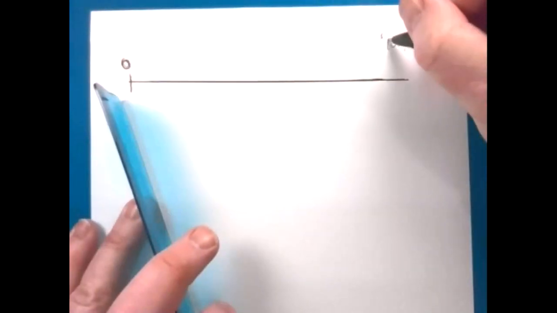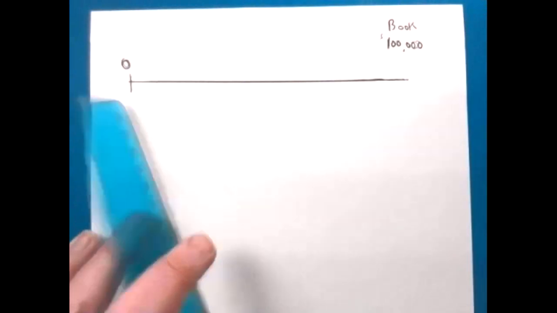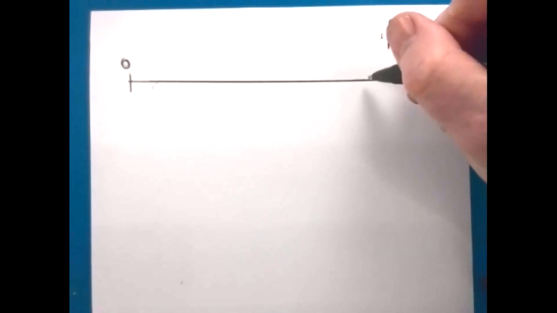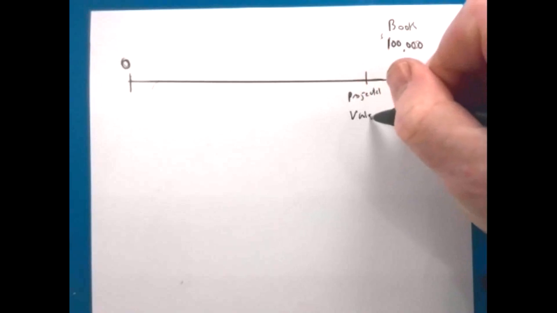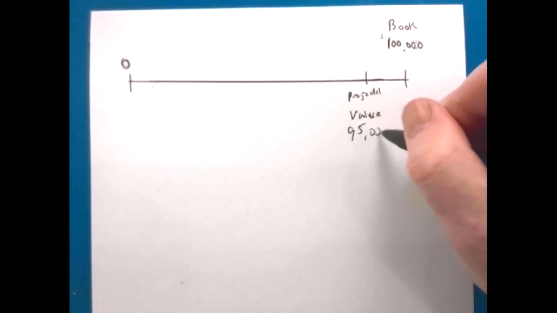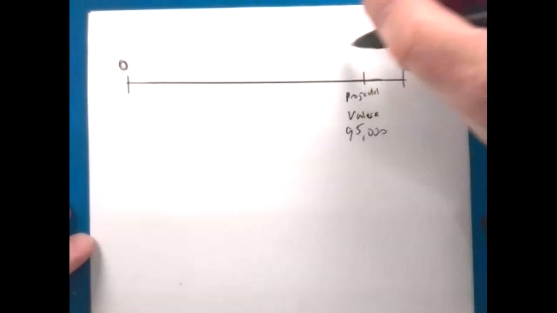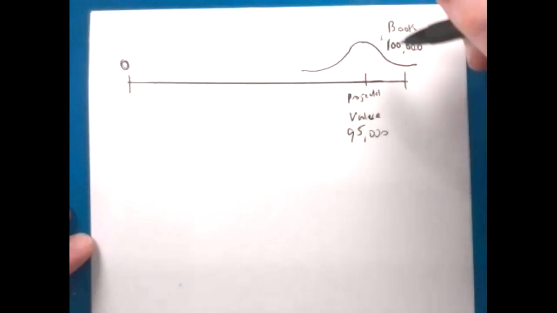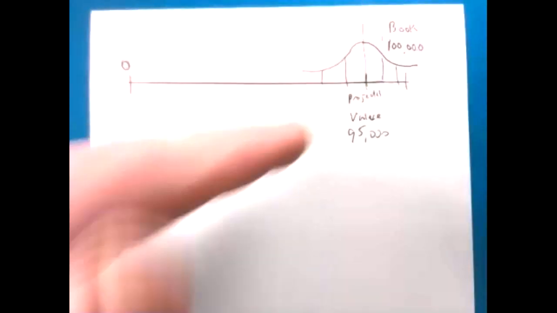So for instance, if we had an account that had a book value of 100,000, and maybe we came up with a projected value of say 95,000. We would do standard deviations, so here'd be one standard deviation, this would be two standard deviations, and so forth. So you'd have this kind of bell thing that would look like that.